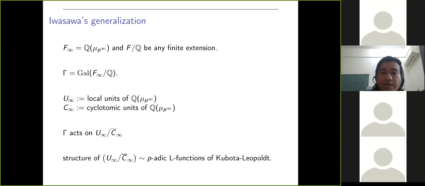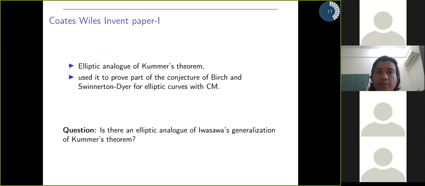Okay, so this is something intermediate between that Mazur-Wiles story. Okay, so now what? Now, Coates and Wiles later on saw that instead of taking p-power roots of unity, what about taking p torsion points of an elliptic curve, or pi torsion points of an elliptic curve. Remember, pi is a generator of a prime ideal p. Okay, so that's what I meant by this elliptic analog of Kummer's theorem.